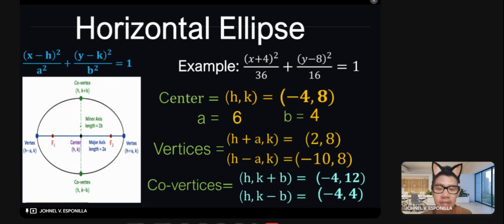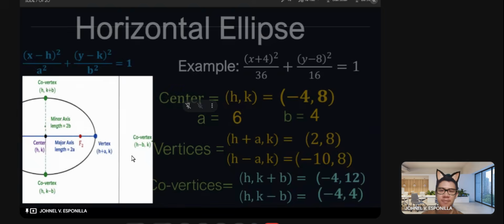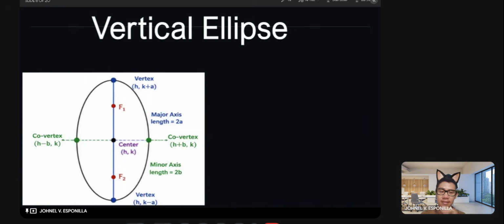So anong ibig sabihin nito? Yung nasa taas na bahagi po ng ellipse natin ay nasa negative 4, 12, at yung nasa babang bahagi naman ay nasa negative 4, 4. So both co-vertices ay makikita po sa second quadrant. So try naman natin yung next example. So okay na tayo sa horizontal. Let's proceed to vertical before we proceed to worksheet.